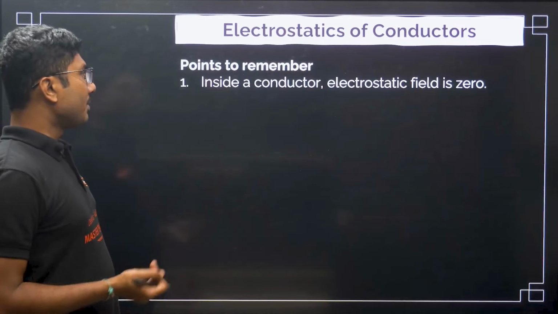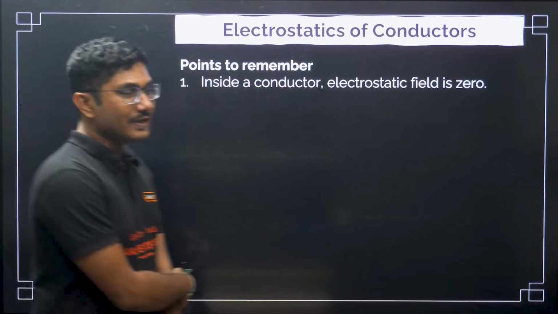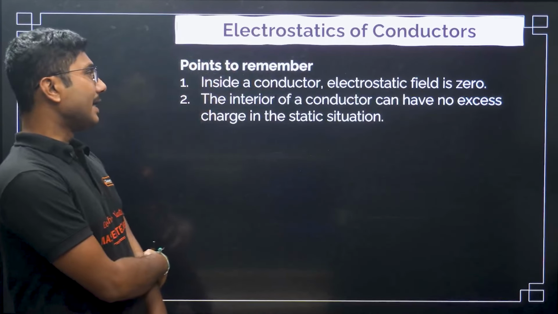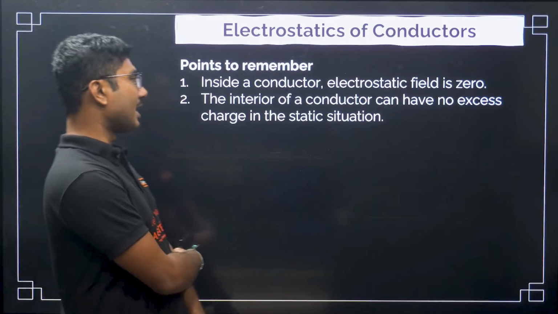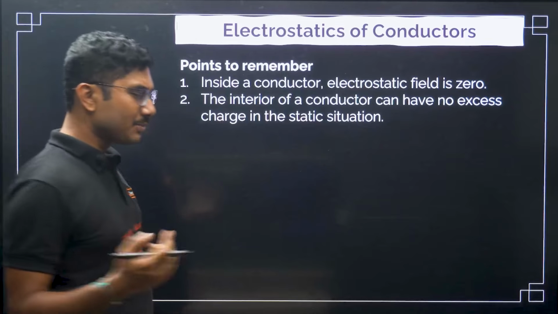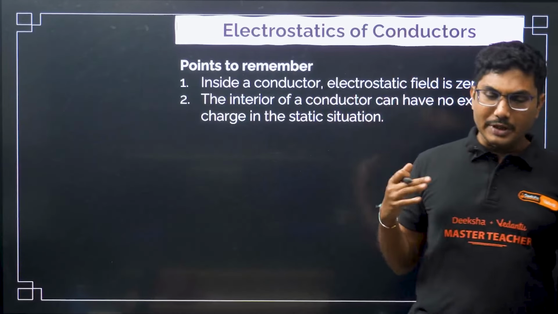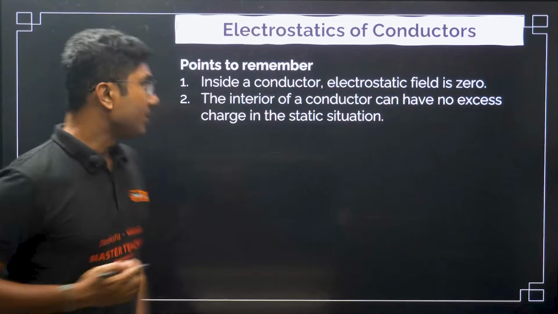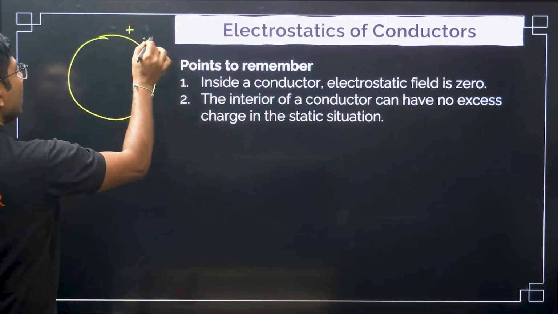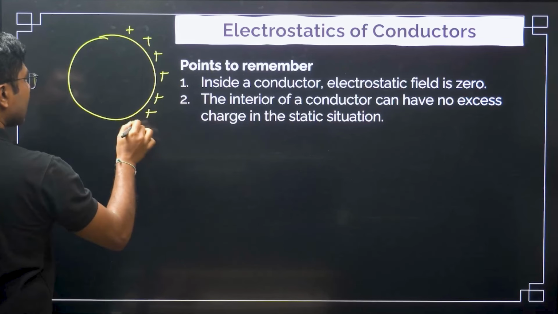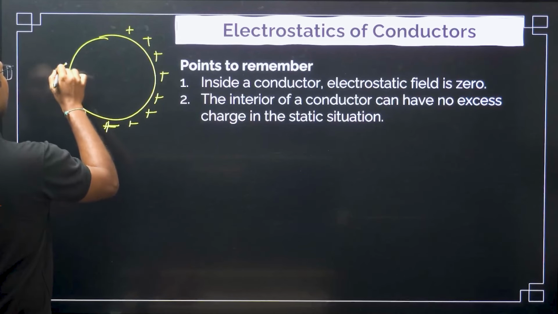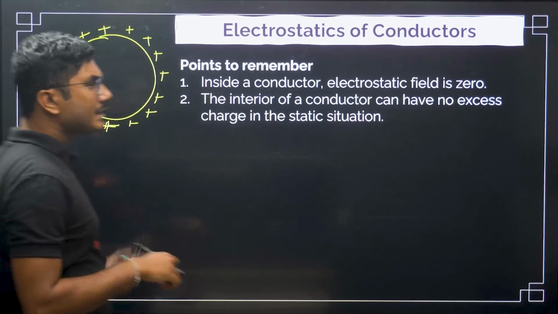Now a few points to remember. Inside a conductor, the electrostatic field is always 0. Potential is constant. The interior of a conductor can have no excess charge in the static situation. So inside the conductor there will be charges, but the total positive charge will be equal to the total negative charge. So if you charge a conductor, all the extra charge that makes the metal charged will always stay on the outside, be it positive or negative.